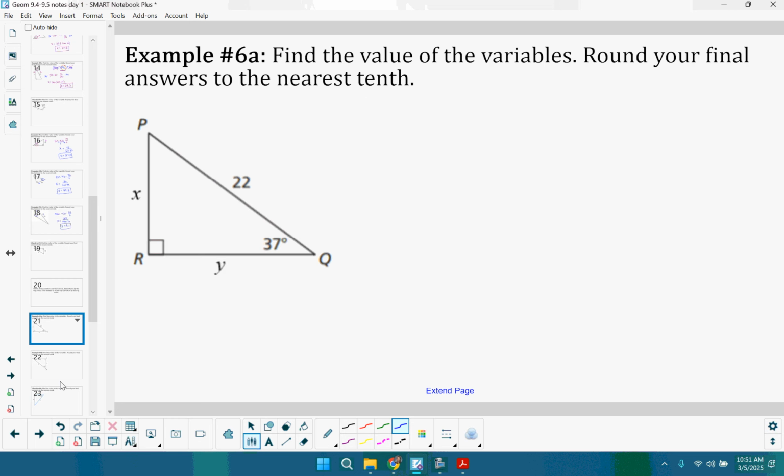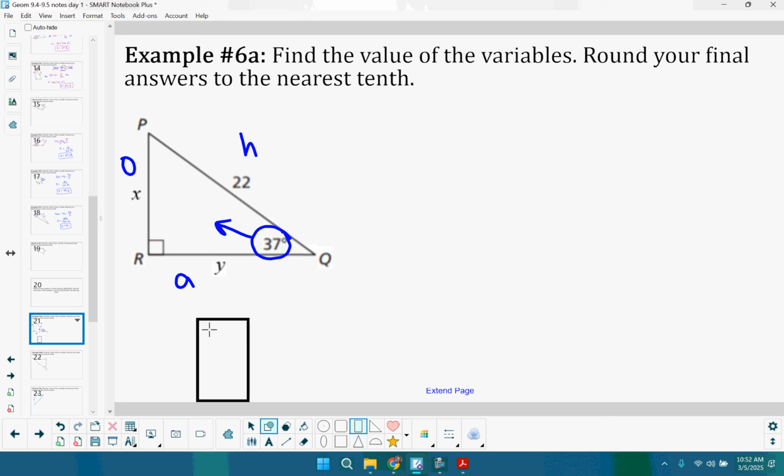So for example 6a, we now have two variables involved. I'm going to start the same way. I'm going to circle my acute angle, and I'm going to label the three sides. The 22 is the hypotenuse, opposite the 37 is x, and y is the adjacent. When I want to solve for x, I'm going to pretend y wasn't there. So I'm going to cover up this side.